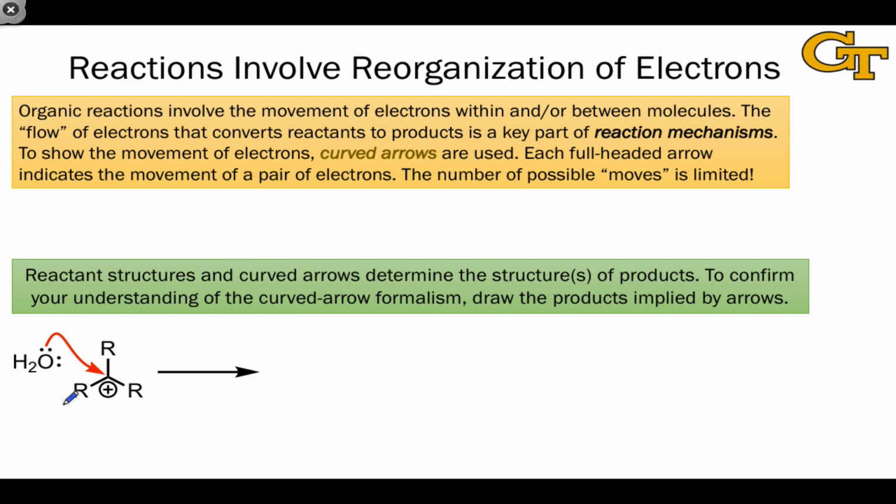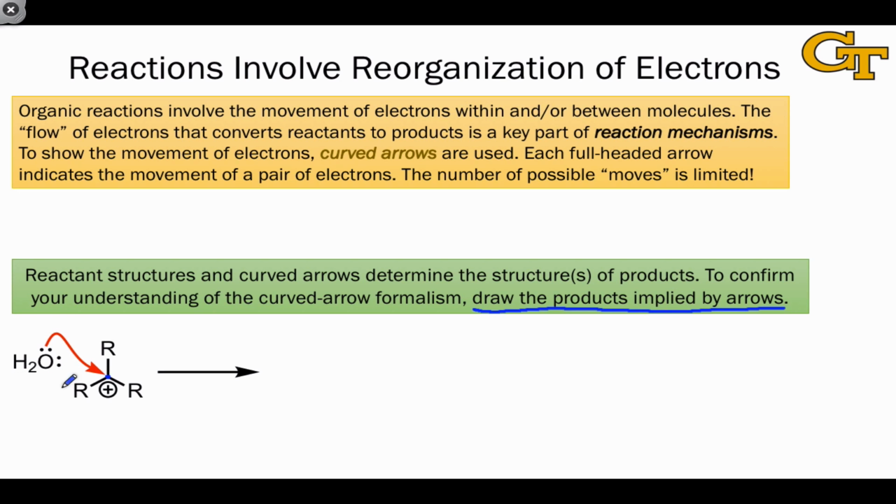The first step to becoming a master of curved arrows is really mastering the bookkeeping aspect of the curved arrow formalism. And so let's practice with this using a couple of examples. The first skill you're going to need to have is the ability to draw products implied by a given set of curved arrows and reactant structures. So here, for example, we have water and this cationic species here. This carbon just has the three R groups indicated, no implied hydrogens.